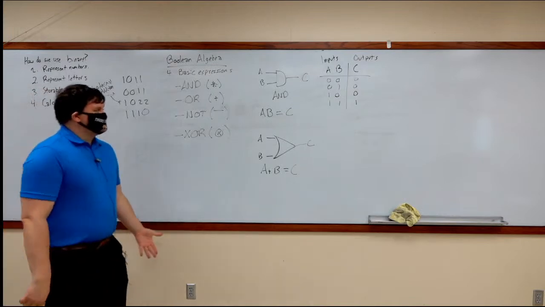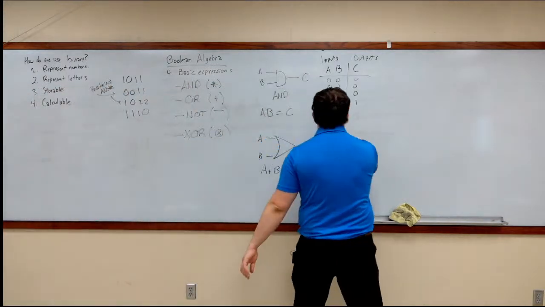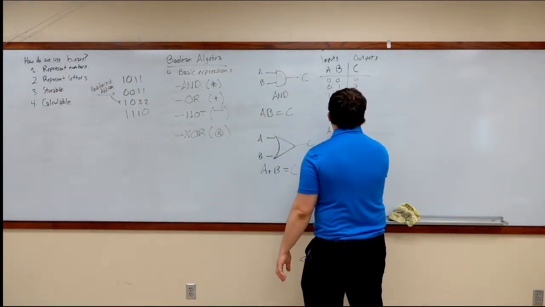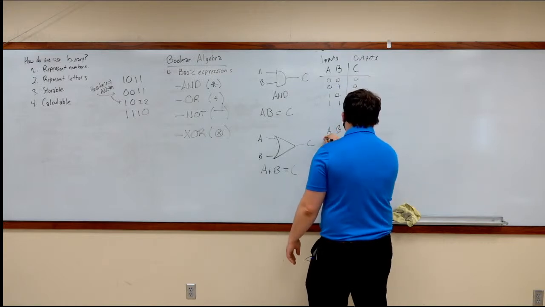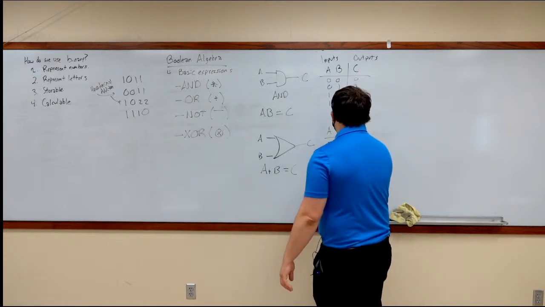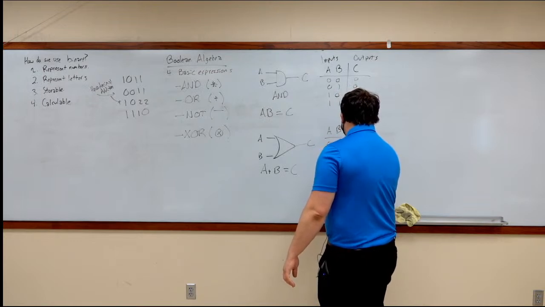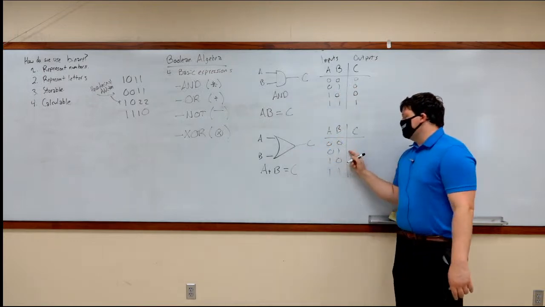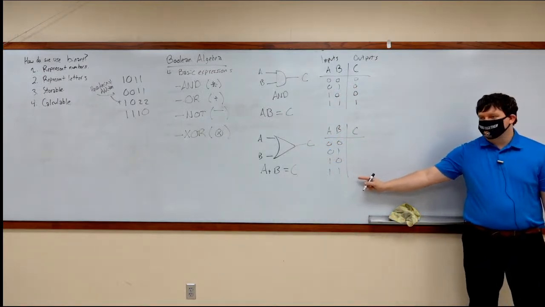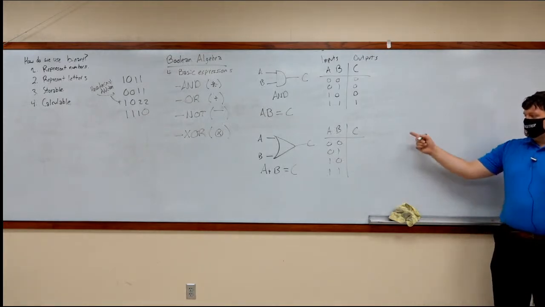So let's go ahead and draw a truth table here. We'll have our inputs and our outputs again. A, B, C. We have our 4 different values that it can possibly be: 0, 0, 0, 1, 1, 0, 1, 1. And then we have our C output.